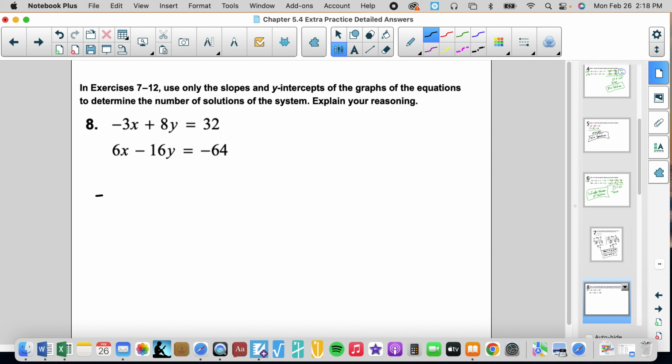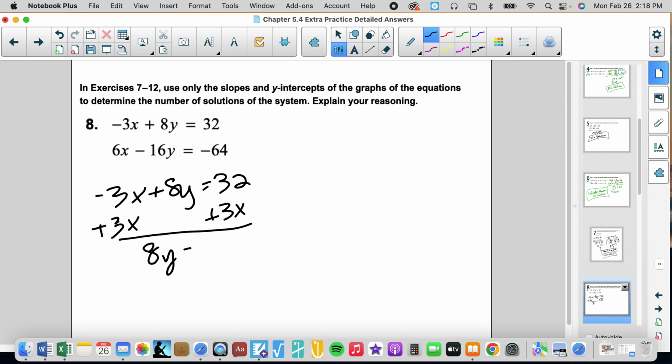So let's take this, negative 3x plus 8y equals 32, plus 3x, plus 3x. 8y equals 3x plus 32. Divide everything by 8. We get y equals 3/8 x plus 4.